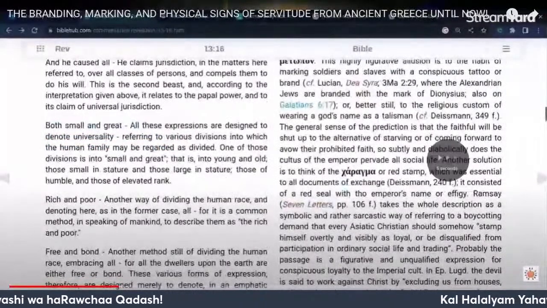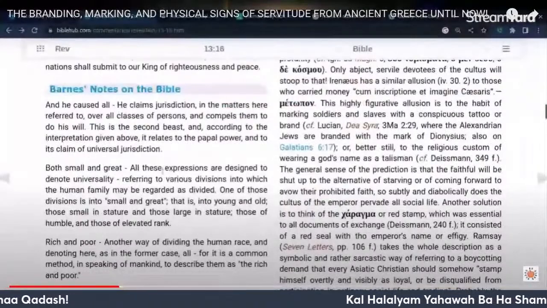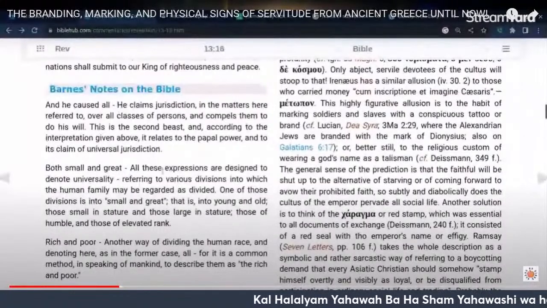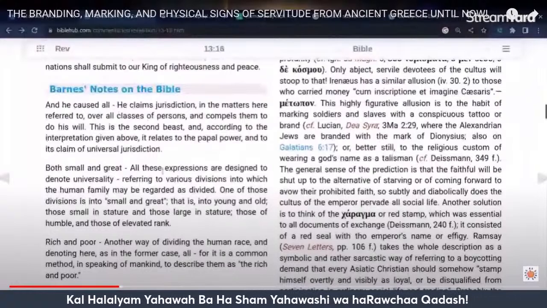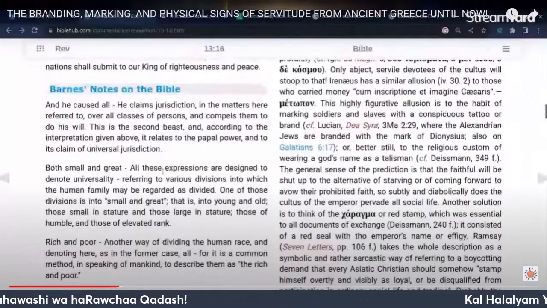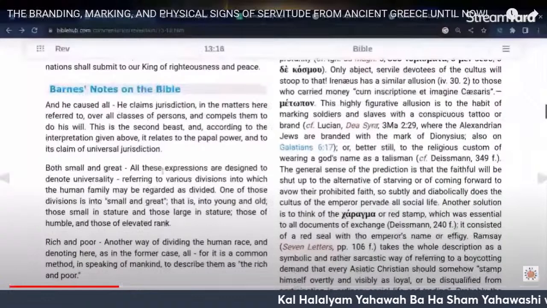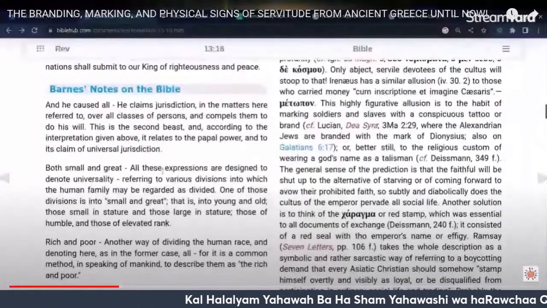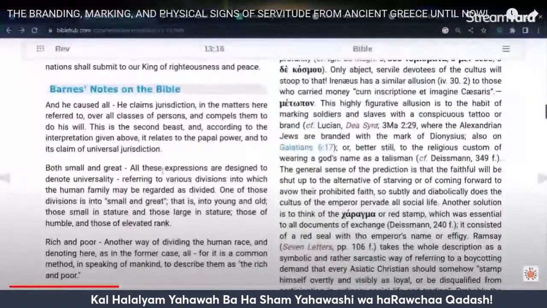All right. Barnes' Notes on the Bible says he claims jurisdiction in the matters here referred to over all classes of persons, and compels them to do his will. This is the second beast, and according to the interpretation given above, it relates to the papal power. But the second beast is dealing with NATO and the EU, the second leg of the Roman Empire.